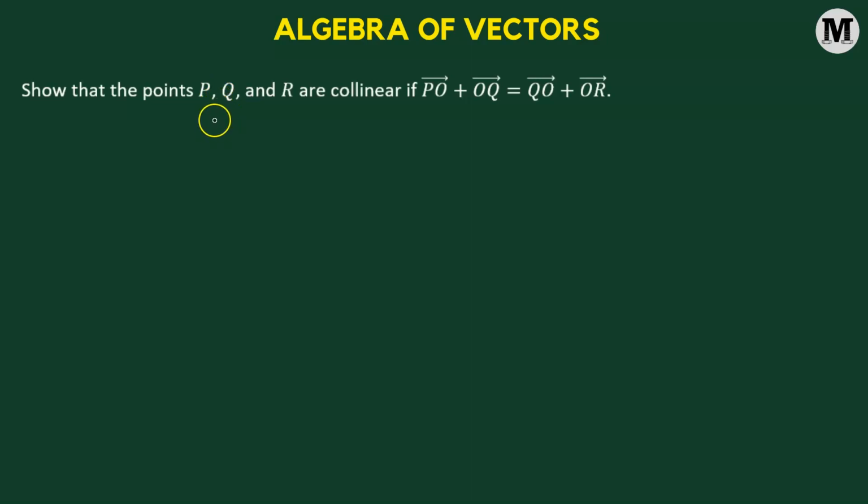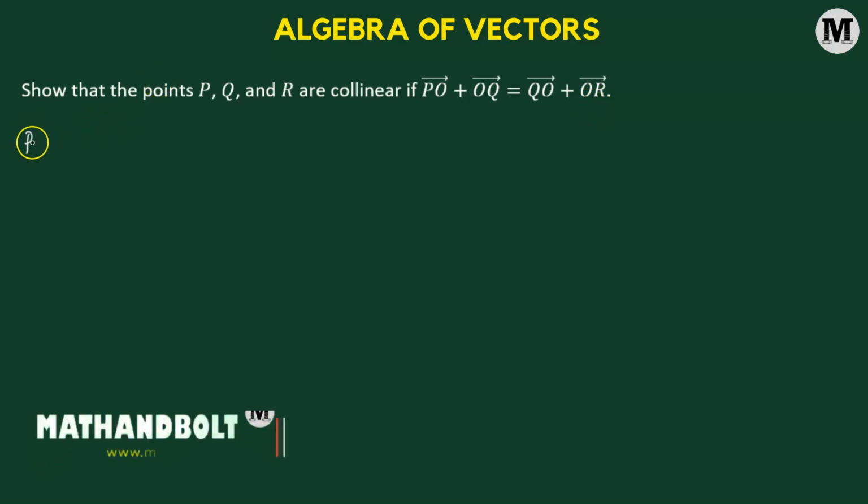Show that the points P, Q, and R are collinear if the vector PO added to the vector OQ equals the vector QO added to the vector OR. Let us begin. So here, we will first consider 3 points P, Q, and R.